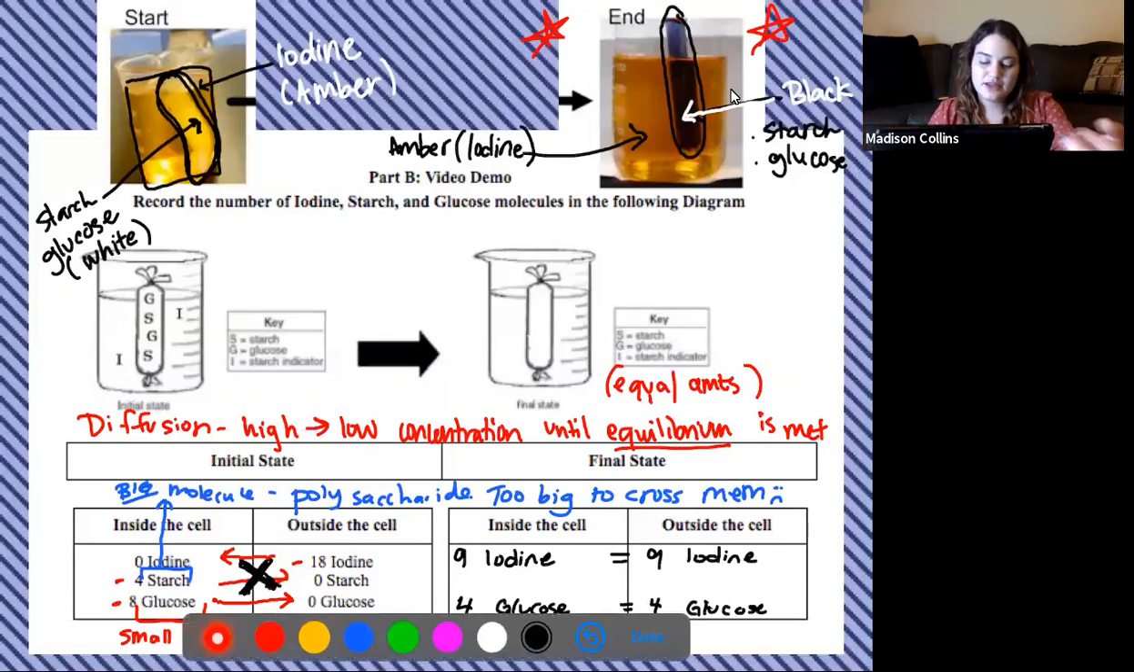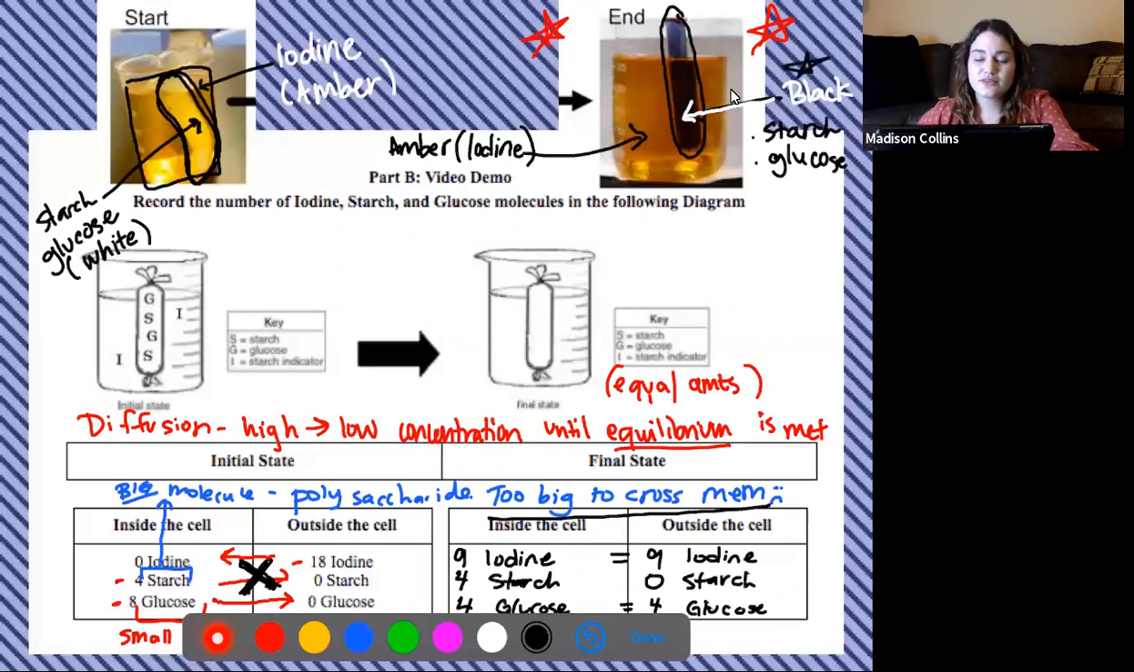But here's our sad little friend starch. Starch was too big to cross the membrane. So while iodine and glucose were able to reach equilibrium on both sides of the membrane, starch couldn't escape the cell. So in the ending result, we're still going to have 4 molecules of starch inside the cell and 0 molecules of starch outside the cell, which is kind of sad. He didn't get invited to that party. He couldn't make it.